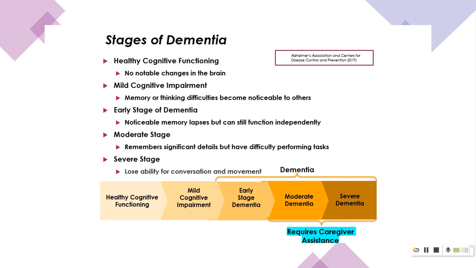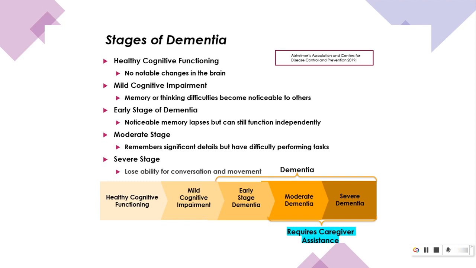Okay, just to kind of review the stages of dementia. Starting on the left side, no notable changes in the brain with healthy cognitive functioning. The next stage is mild cognitive impairment, or MCI. MCI is when there are more memory problems that begin to develop that are greater than what is expected for normal aging. There is no single cause for MCI.